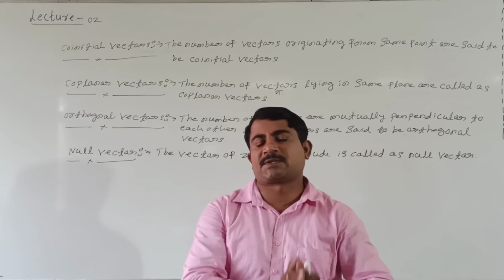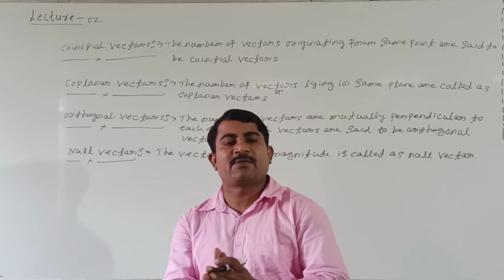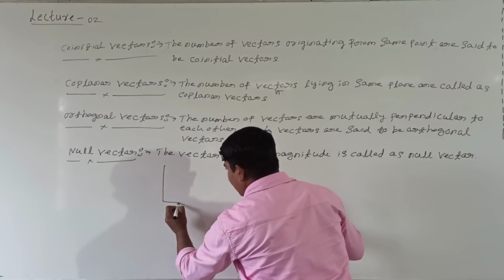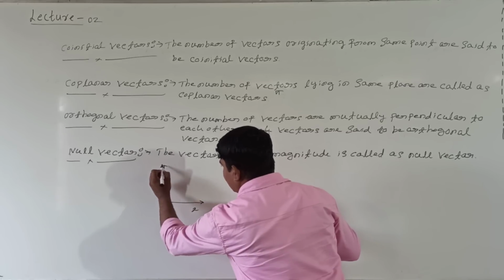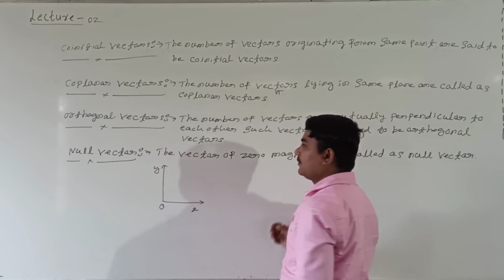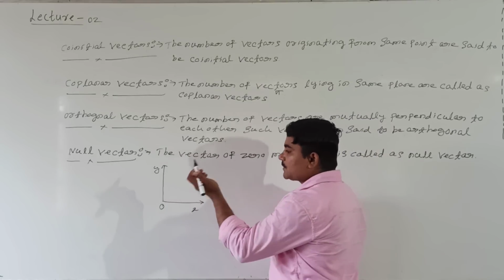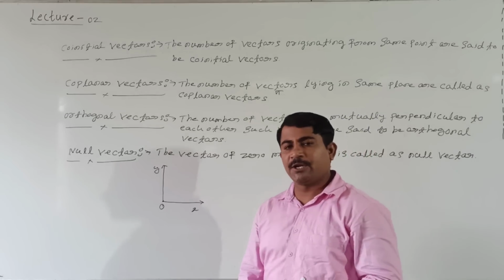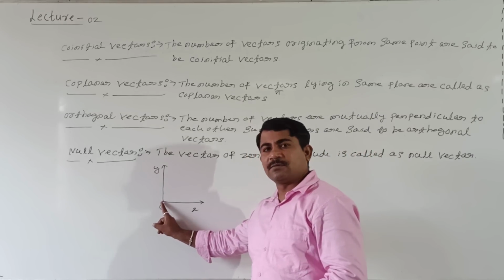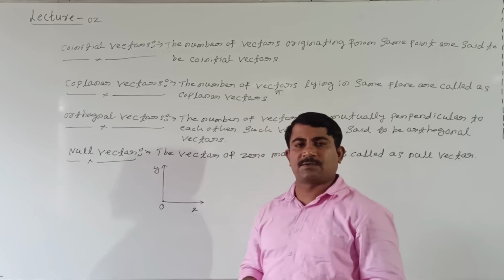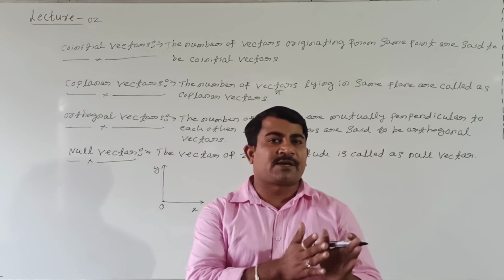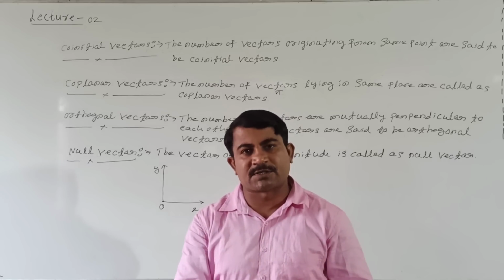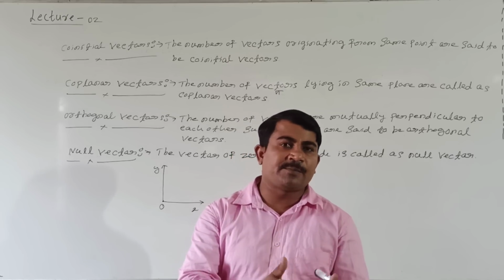Students, I will take coordinate axes, the x axis and y axis. In the x axis and y axis, we have the origin. Look at me. This is the x axis, and this is the y axis. This is the origin. What is the null vector? The vector of zero magnitude. Zero magnitude means its magnitude is zero, either along the x axis or the y axis. Or let us take a particle at rest. Velocity of the particle is zero, displacement of the particle is zero. At rest position, we can represent it by a zero vector.